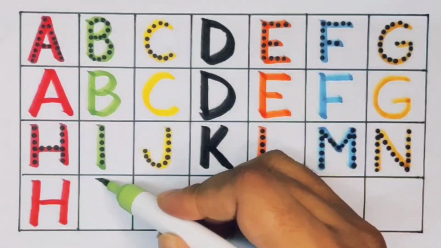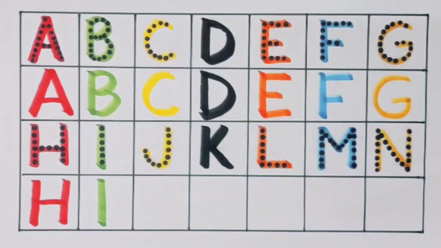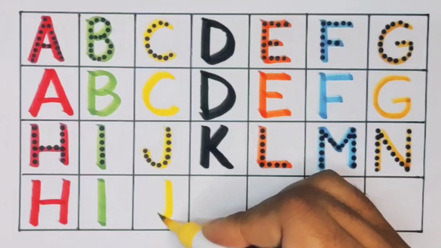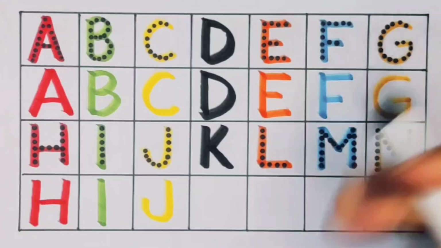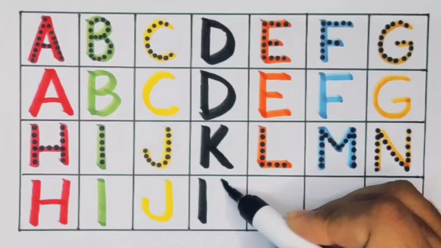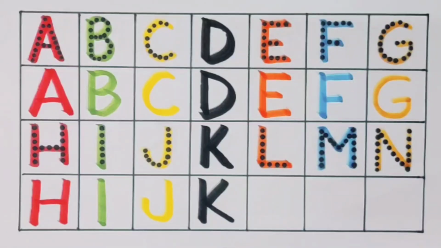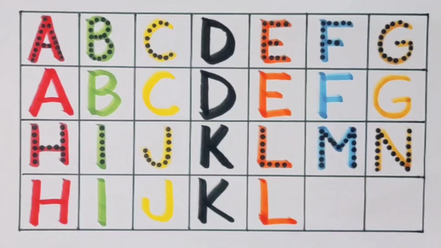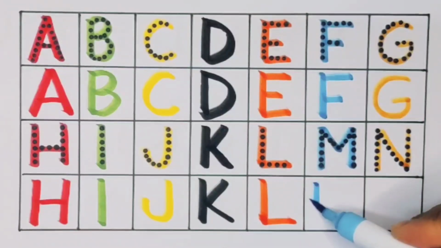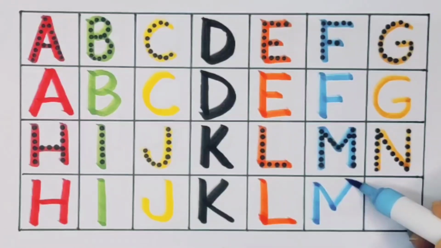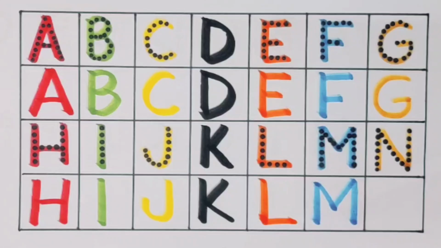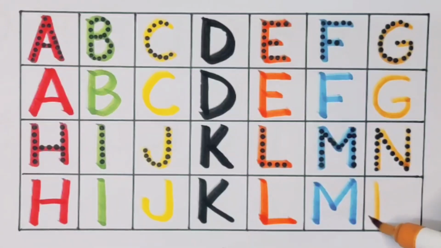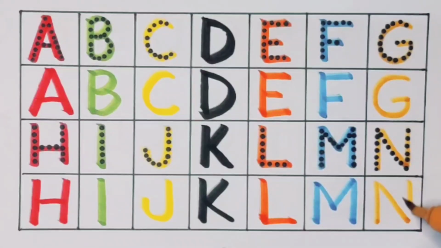Next, I for eyes. Next, J for jelly. Next, K for key. Next, L for lion. Next, M for moon. Next kids, N for nest.